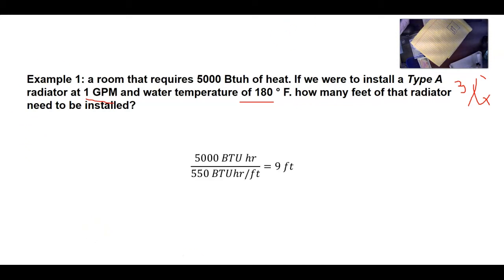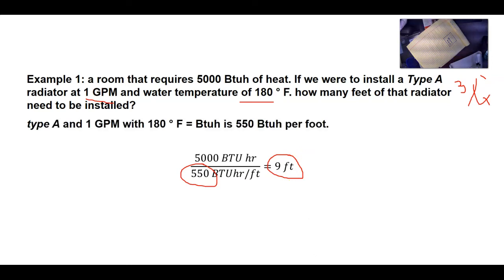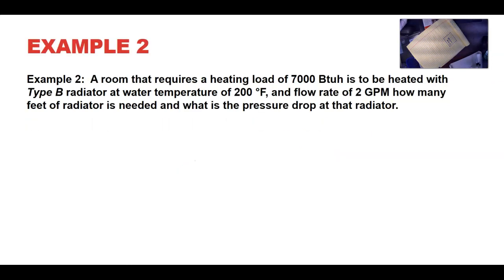Okay, here you go. So I got 550 from the table. I showed you where we got that from. And you divide the amount of heat you want for the room by the 550, and you get 9 feet of radiator. So you're going to go and buy 9 feet of this radiator and put it somehow in the perimeter of that room. Okay, if that didn't make sense, you can rewind and look at it. But I will move on to the new topic. This is how we picked it up.